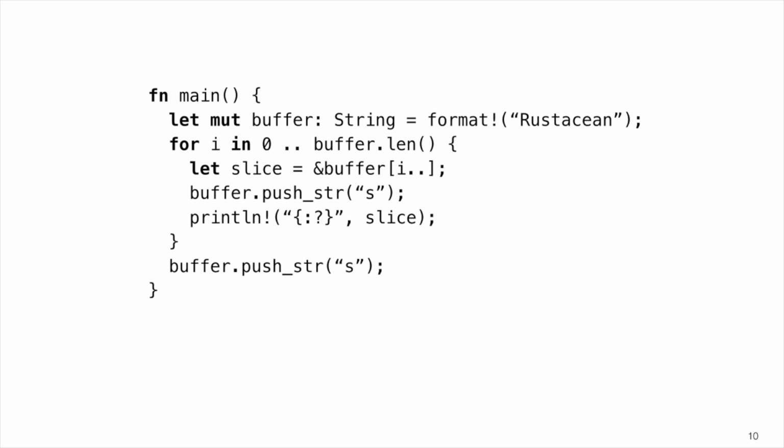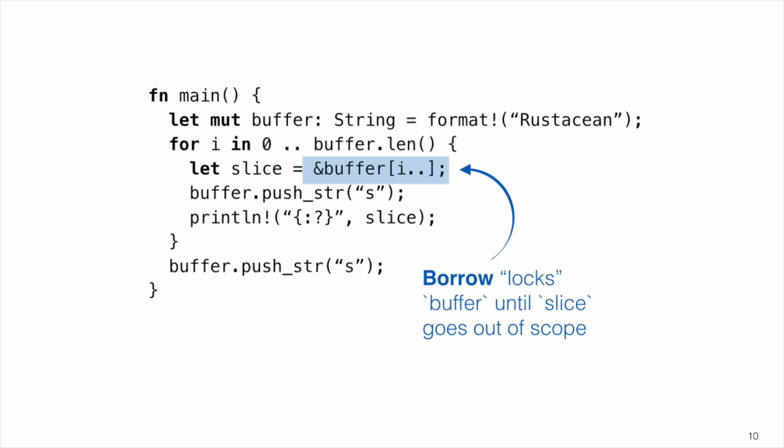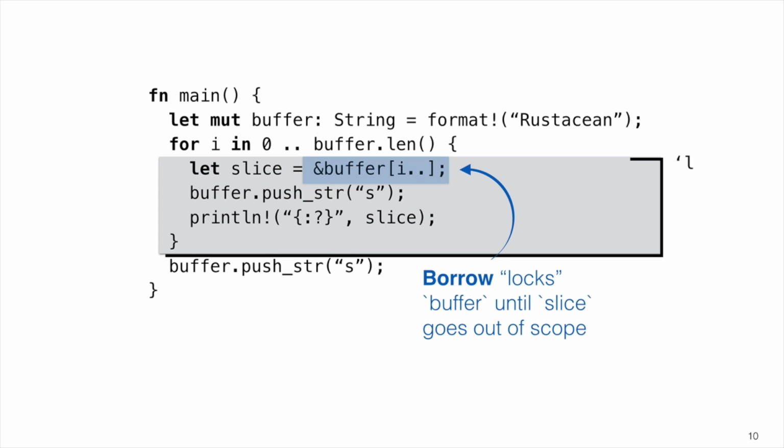The cool thing about this is that this lock only lasts as long as the reference is in use. So here we have a variation on the example. What I'm doing is I've moved that code we had before into a loop. Here's the borrow, the same kind we saw before, that's going to borrow the variable buffer, and that means we're going to have a lock until the variable slice goes out of scope. But here, the variable goes out of scope at the end of the loop. So that means in this region of code, buffer is read locked.